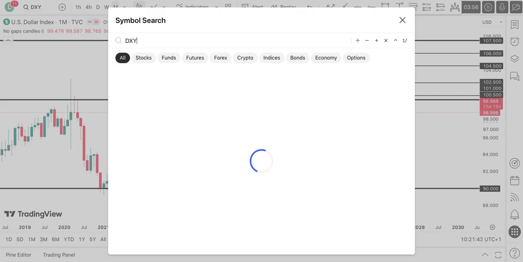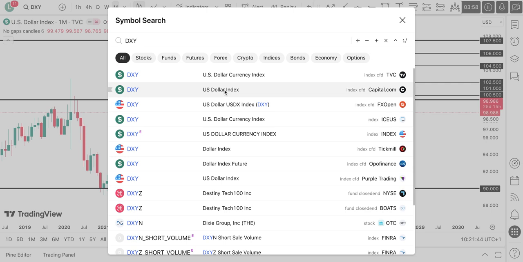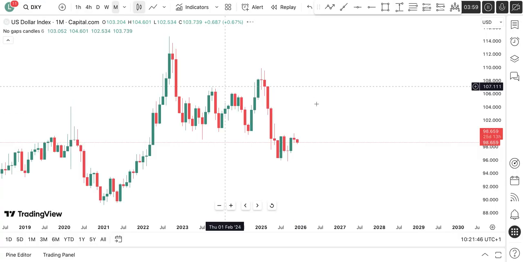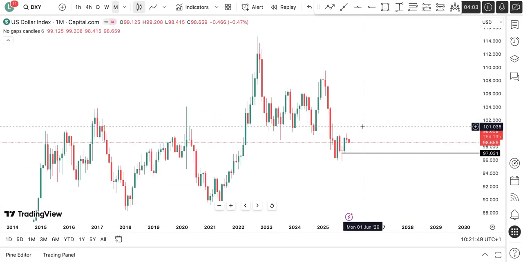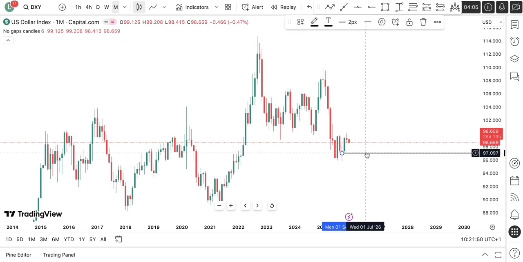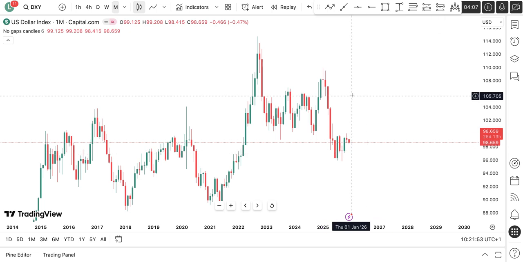Let me go to a clean chart, so you see what I'm saying, right? Now this is the DXY. This is the dollar index, right? It is basically the real USD inverse turned upside down.